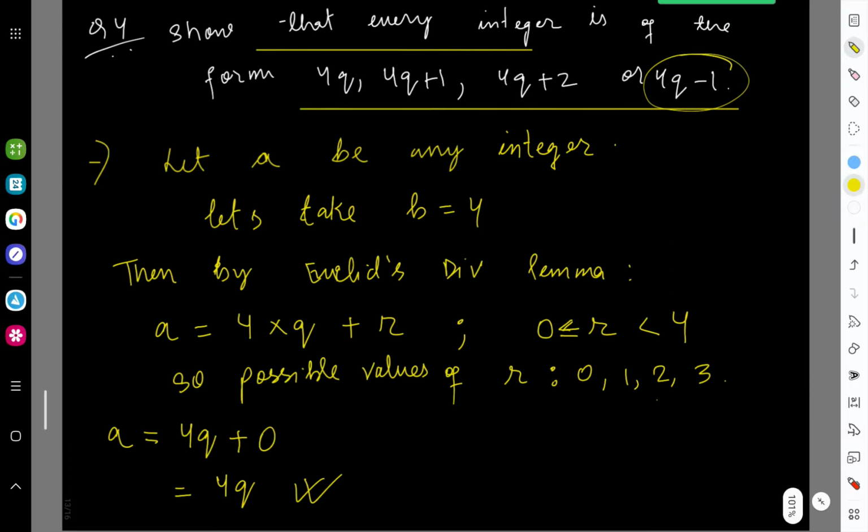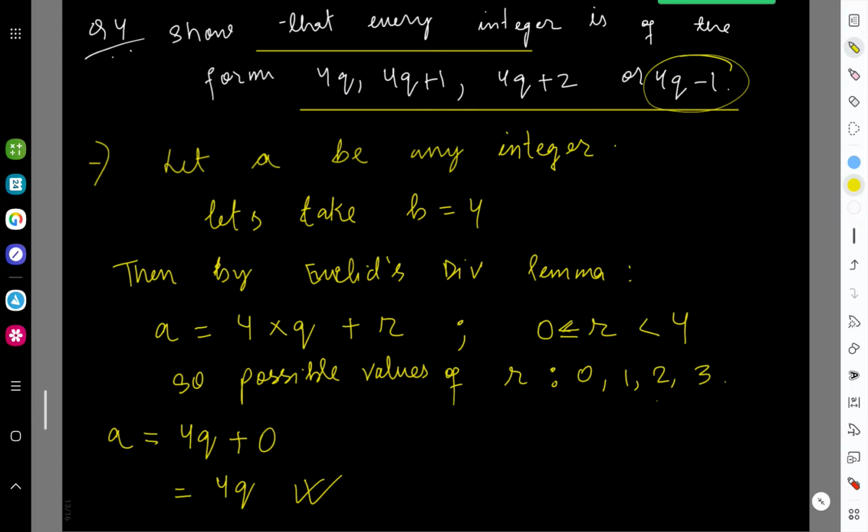Let us review again how we have solved the question. The question says every integer. So we have considered a as any integer, and we have taken b, the divisor, as 4, because we need to express every integer in terms of 4, since the question asks for the forms 4q, 4q plus 1, 4q plus 2, 4q minus 1.